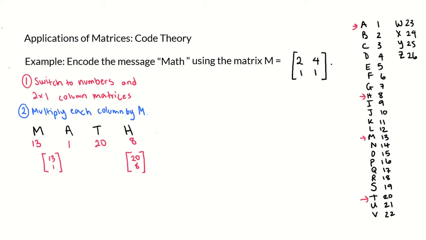So now we're going to multiply each column by the matrix M. So with the first column, we're going to multiply [2 4; 1 1] by [13; 1]. 2 times 13 is 26, plus 4 times 1 is 4. 26 plus 4 is 30. And then we multiply [1 1] by [13; 1]. 1 times 13 is 13. 1 times 1 is 1. 13 plus 1 is 14.